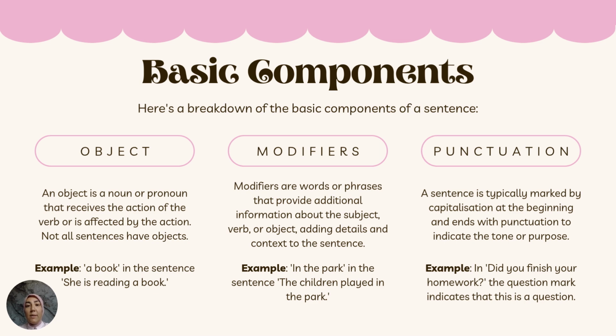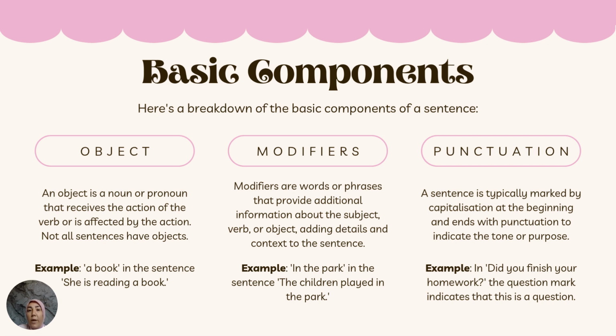And the rest are always referred to as secondary parts of sentence. For example, object, modifiers, punctuations. Why they are secondary? Because we can make a sentence even without using them, but without using subject or predicate, we cannot make a sentence. Object is a noun or pronoun that receives the action of the verb and it is affected by the action. Not all sentences have objects, as we mentioned earlier.